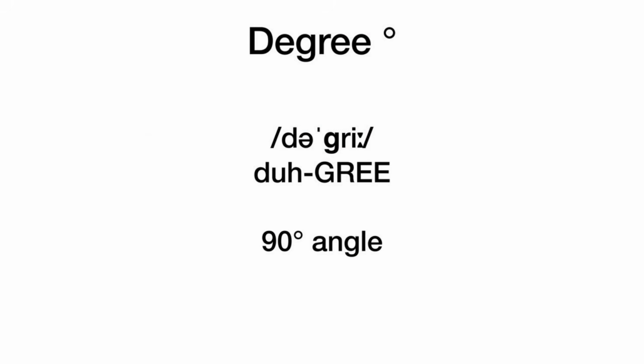Okay, let's start off with degree. So we have a schwa here on syllable number 1. That is our unstressed syllable. And then we are going to stress syllable number 2, degree. So we see this with a 90-degree angle. And we will also use this with temperatures, with both Celsius and Fahrenheit. Okay, let's give it a practice. Degree, degree, degree.